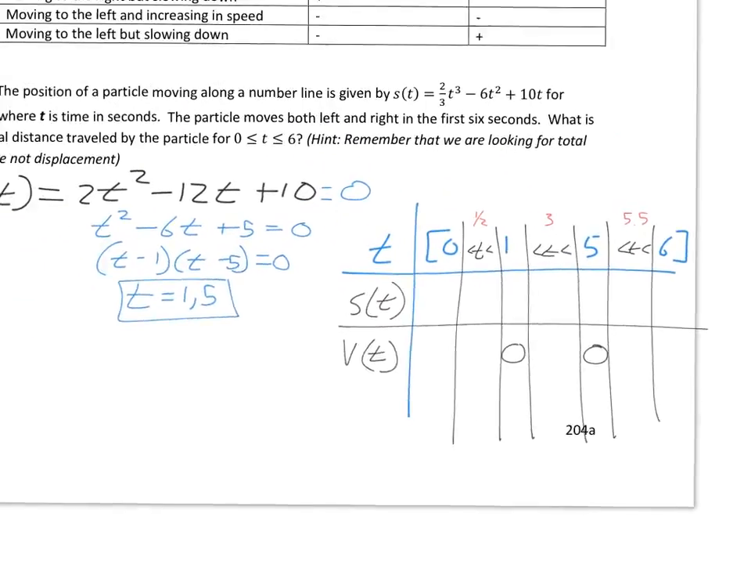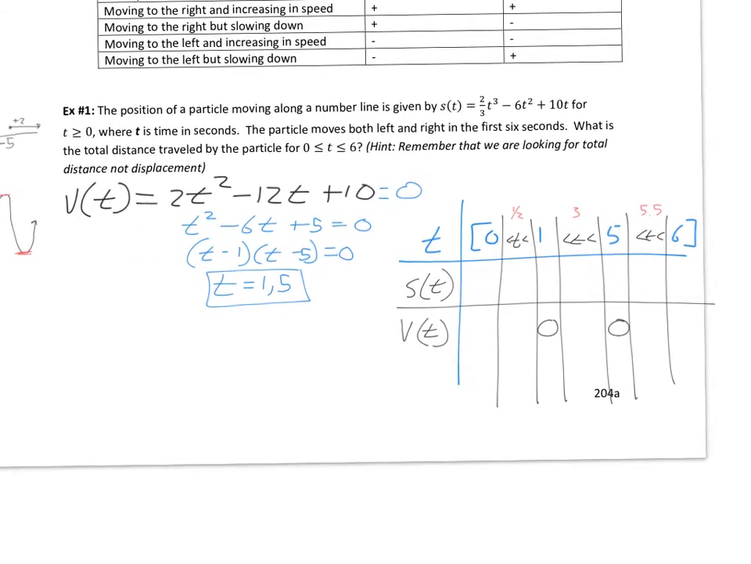So we can evaluate that by plugging into the velocity function real quick. So if I plug in a 0, I'd get a positive 10. So we know that's a positive. If I plug in a half, I'd get another positive value. You could do this on your own if you want to check it. If I plugged in a 3, I'd get a negative value. If I plugged in a 5.5, I'd actually end up with another positive value. And if I plugged in a 6, I'd end up with a positive value. So when does this thing change direction? Well, right here and right here.